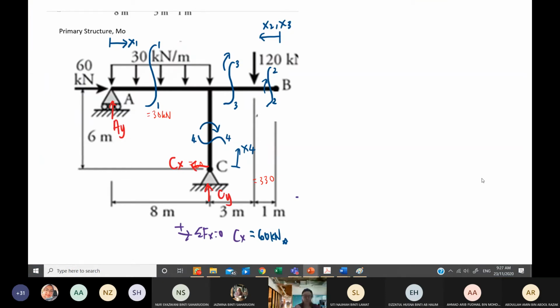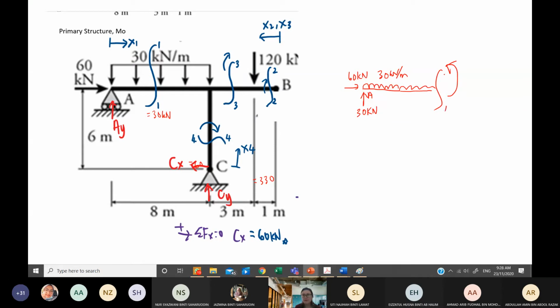Okay, I'm going to determine the moment for 1-1. Can you help me together? Okay, I'm going to draw the free body diagram here. Okay, so 30 kilonewton per meter with the cut section. Maybe I put a bigger size. Okay, and I have to input all my AY. Why is this so different?